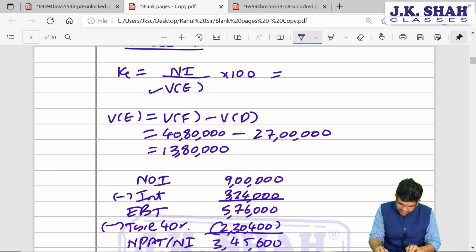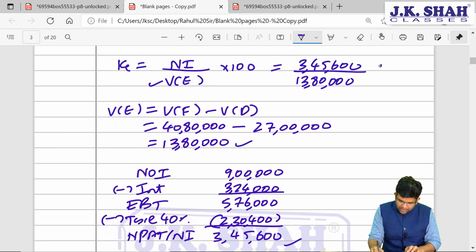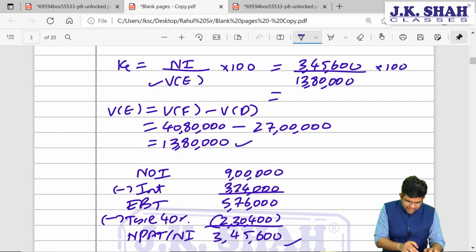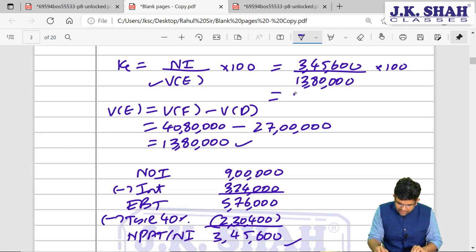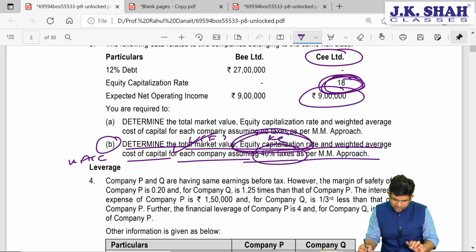Children, the KE will be 3,45,600 divided by 13,80,000, both of which we just now calculated, into 100. We get the KE as 25.04%. Everybody clear? KE is 25.04%. So with that, children, we complete the calculation of KE for both the companies.